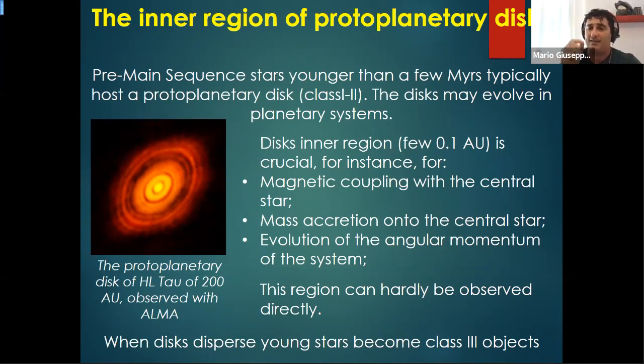The problem is that this region is very narrow. I'm talking about a few 0.1 astronomical units. For instance, if you take a look at this image of a protoplanetary disk around the star HL Tau taken by ALMA, the radius of this disk is about 200 astronomical units. So this region is a very narrow spot inside the disk. So it's very difficult to directly study and probe this region. I want to show you that with studies in the time domain, we can actually do it.